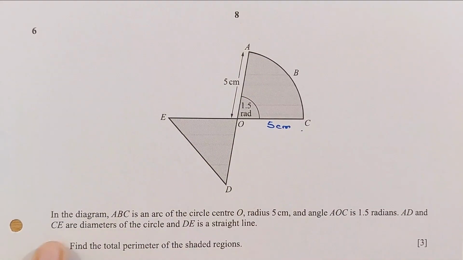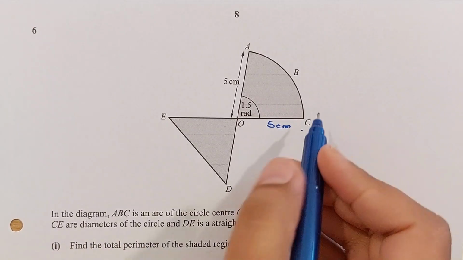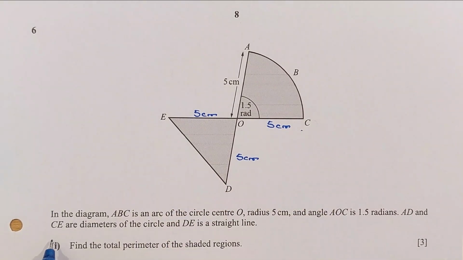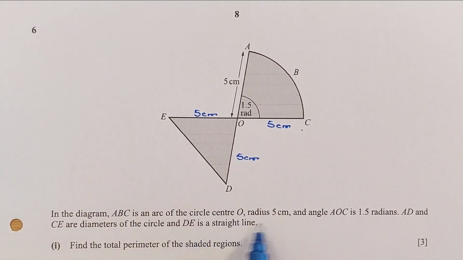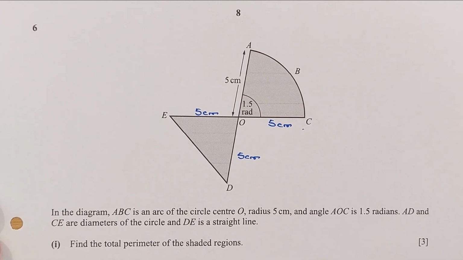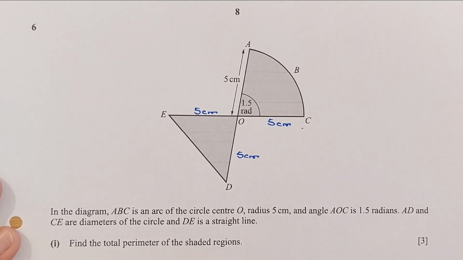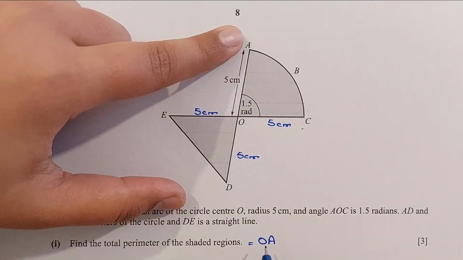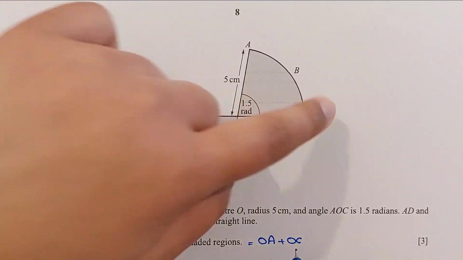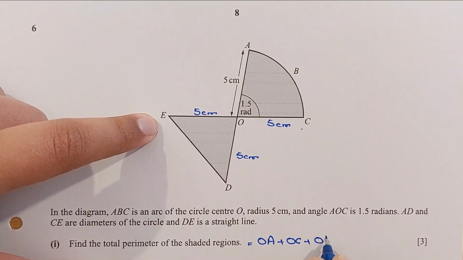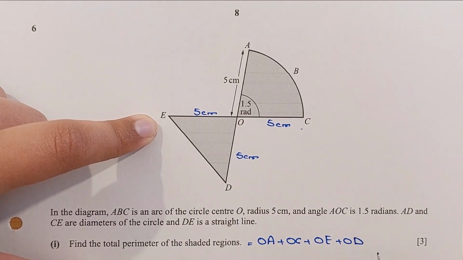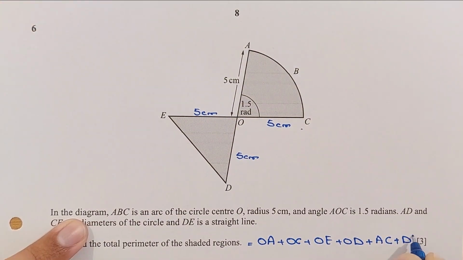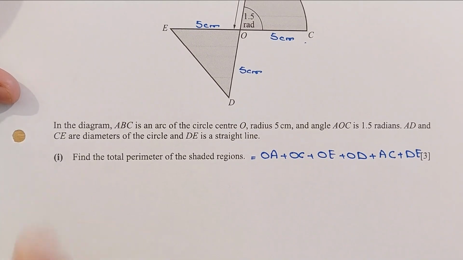AD and CE are diameters of the circle. So this is also 5 centimeters, and this side is also 5 centimeters, right? Okay, DE is a straight line. Now for part 1, find the total perimeter of the shaded region. The total perimeter is OA, which is 5, plus OC, 5, OE, 5, OD, 5, plus the arc length AC, plus DE, right? So we need to work on the arc length first.